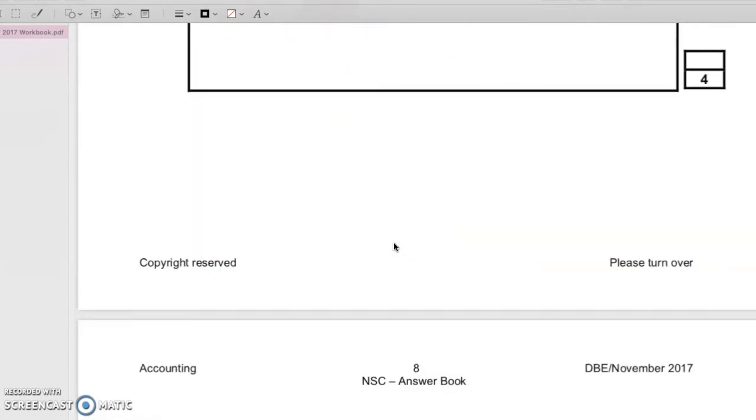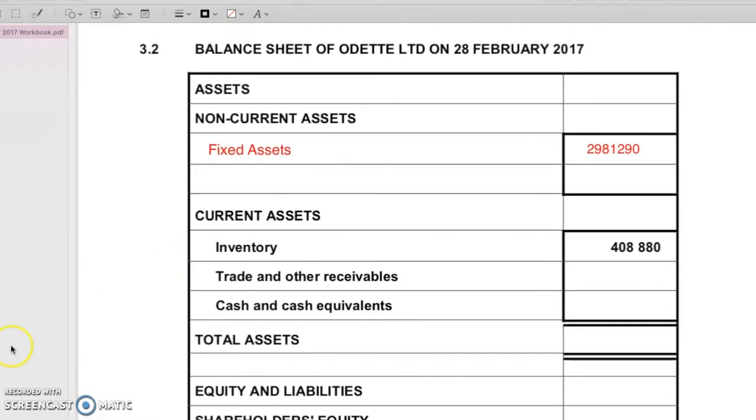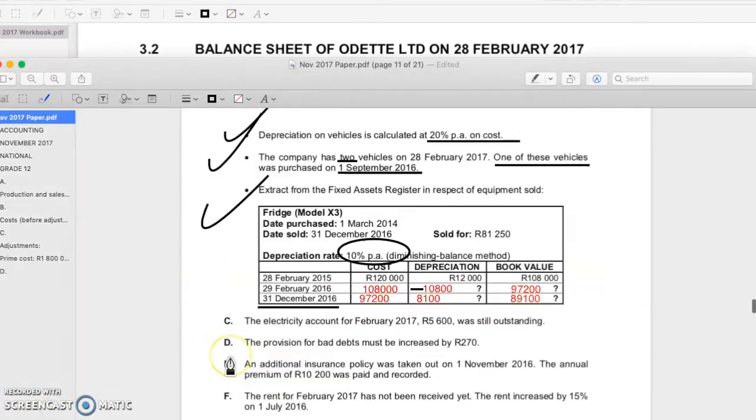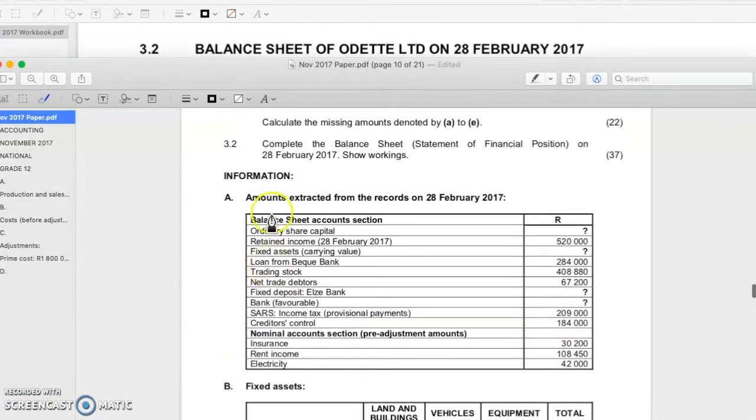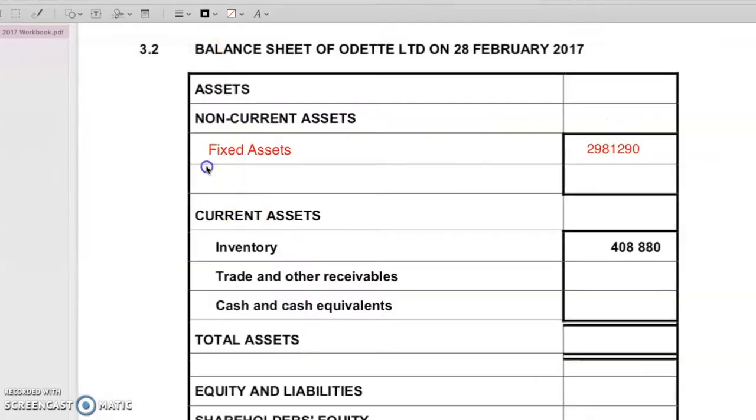Okay, so let's go back to our question to see what else we're working with. We have capital, retained income, fixed assets, loan. So, okay, we know that loan is a liability. Trading stock, debtors, fixed deposit. Okay, the fixed deposit is also a non-current asset, but we don't have an amount yet. So we can just write in fixed deposit.